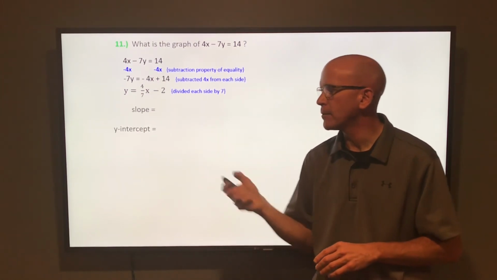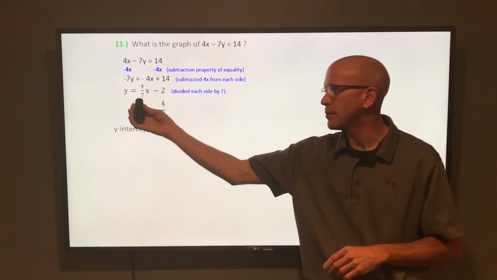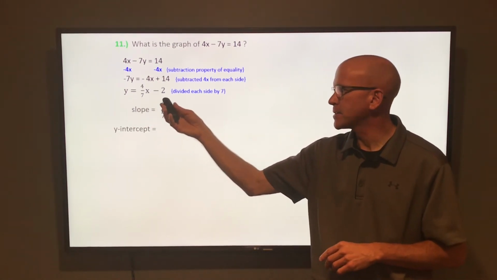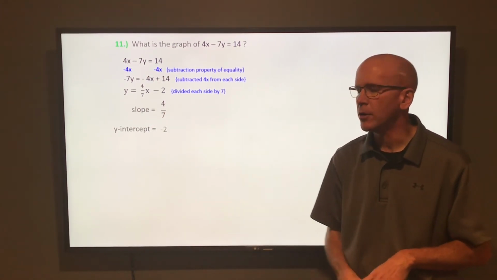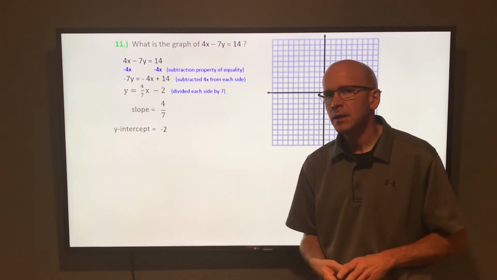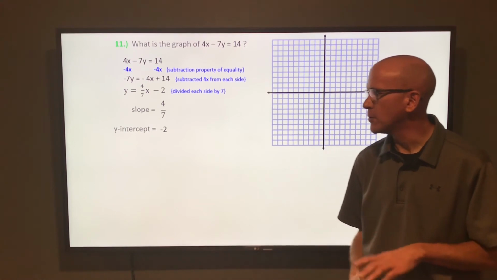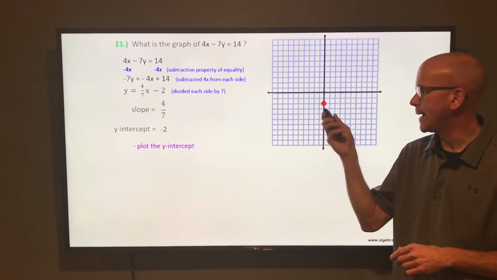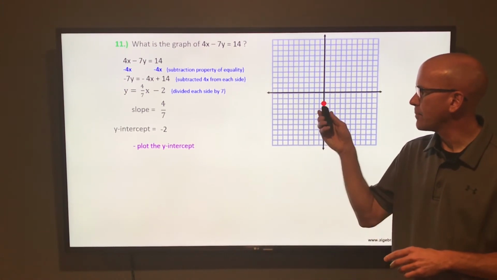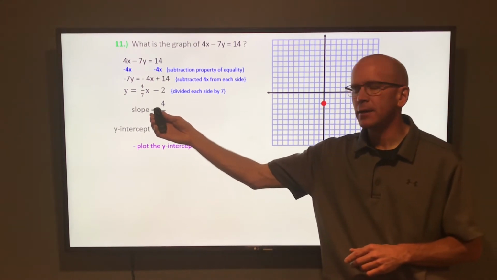So the slope on that line you can see is 4/7. That's the number in front of the x. And the y-intercept, that's the constant term, the number without a variable, that's -2. So to graph this, always start with the y-intercept. Put that down first. So put a point at -2 on the y-axis. And then from that point, you're going to use the slope to get another point.